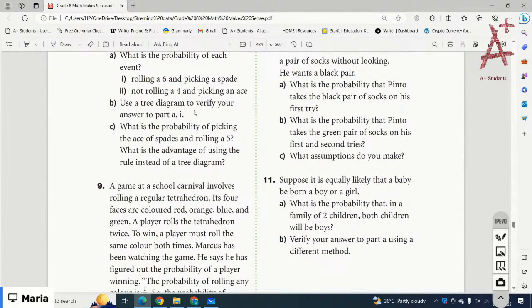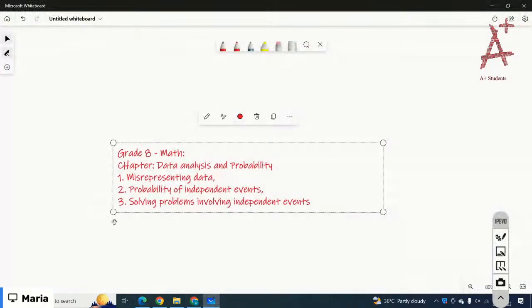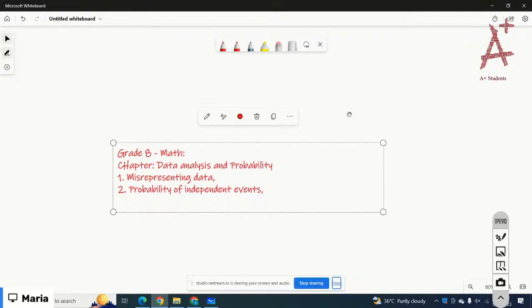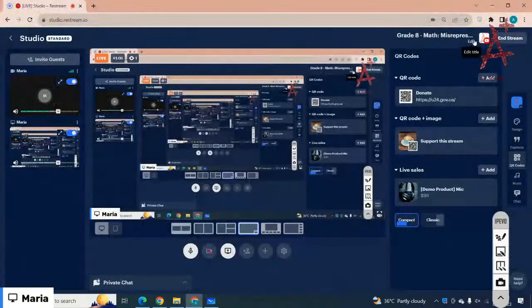Okay. So we have done 1.5 lessons, one complete lesson and one half lesson: misrepresenting data and probability of independent events. If you have any questions, please ask. I am here to answer all your questions and confusions if you have any. Please, before the next session, make sure you can do the questions I skipped. At least you have to try them on your own, right?